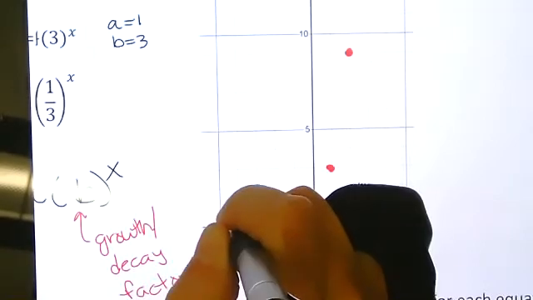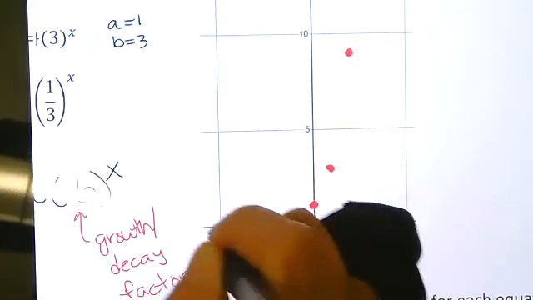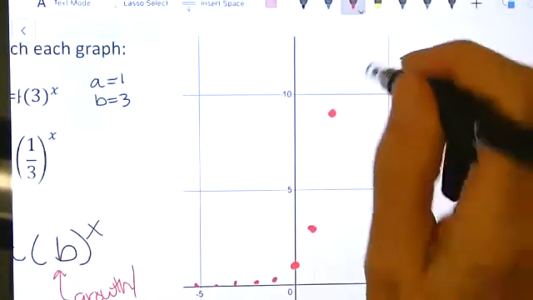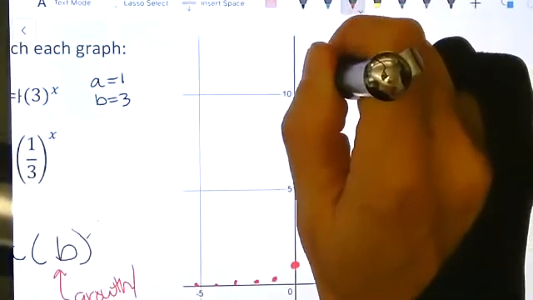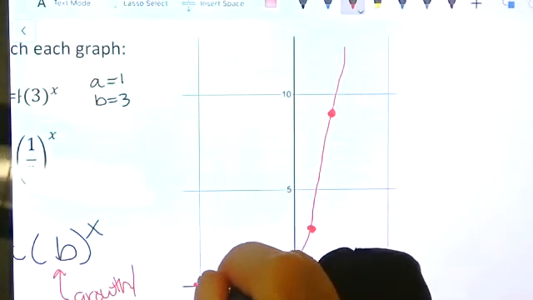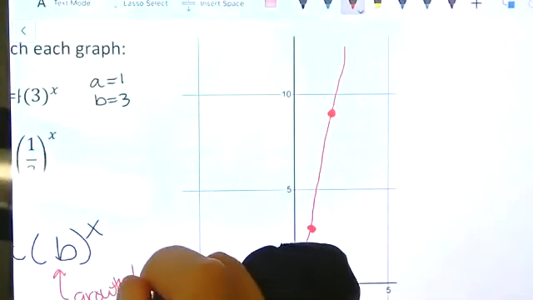And then 1/81, which is super close. So all that's happening here is we're just getting super close to the x-axis. But remember that we never actually reach the x-axis because the x-axis is what we call an asymptote.